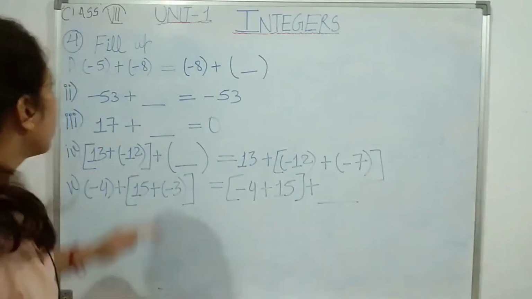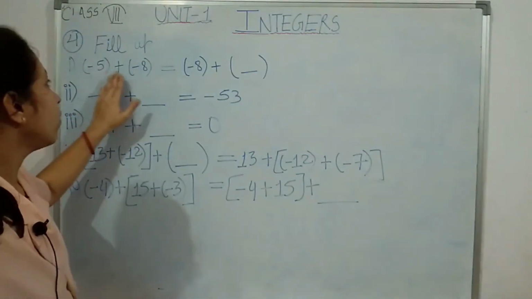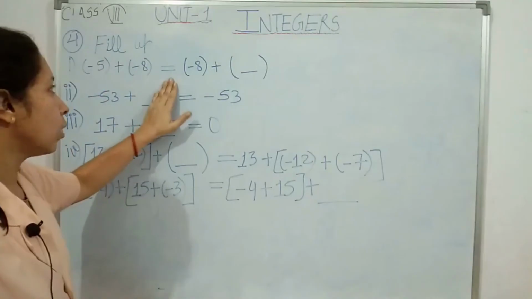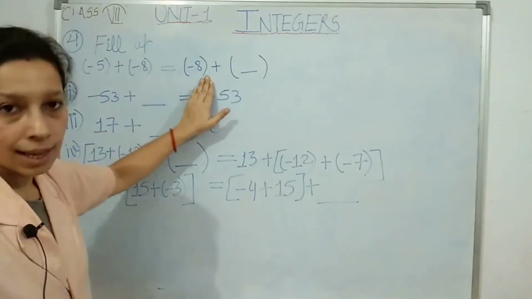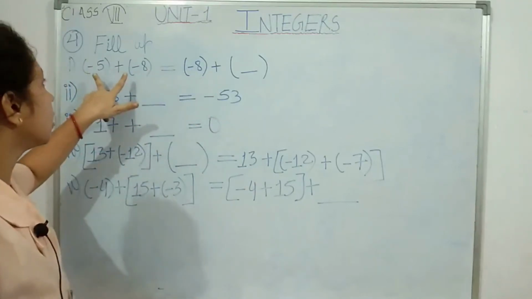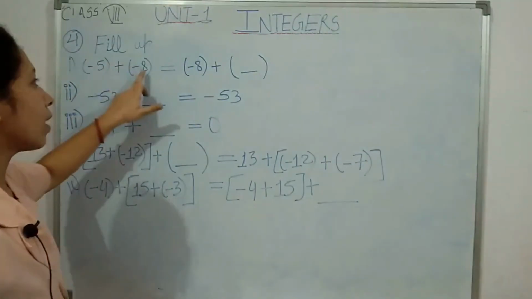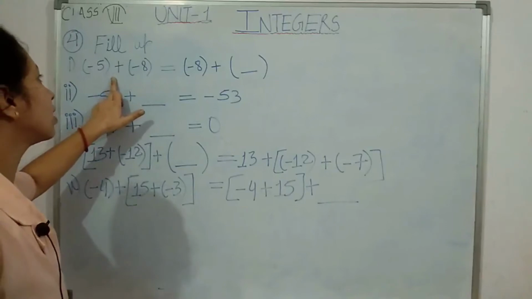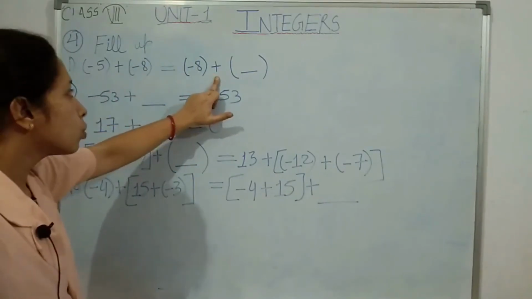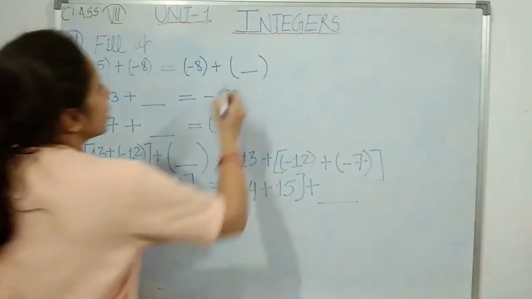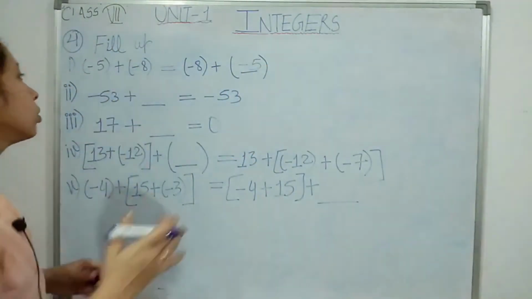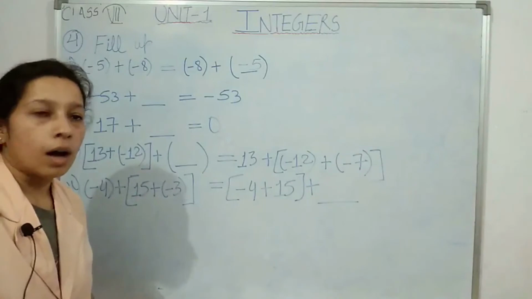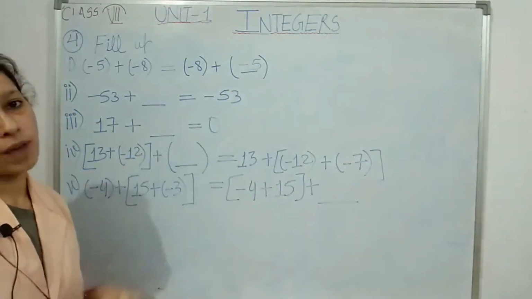Let us see. First point, minus 5 plus minus 8 is equals to minus 8 plus dash. We know that both the sides are equal. Here two negative integers are given, minus 5 and minus 8, and both the negative integers are added. So students, here I can write minus 5 and both the sides will be equal. Can you say why I have written minus 5?